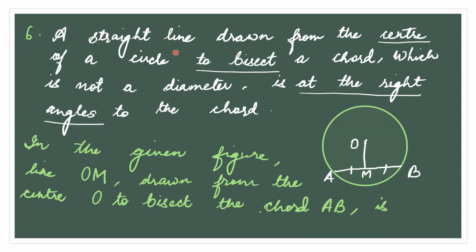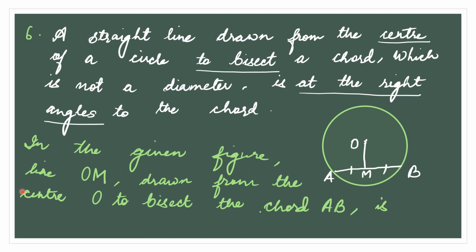Suppose there is a straight line drawn from the center of a circle which bisects a chord. Suppose AB is a chord and O is the center, and a straight line OM is drawn to the chord which bisects it, meaning it divides it into 2 equal halves, that is AM is equal to MB. Then, if the chord is not a diameter, that is, it does not pass through the center, the line is at right angles to the chord. So OM is perpendicular to AB, that is angle OMB is equal to 90 degrees.